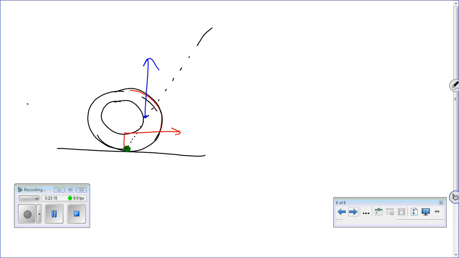Apparently not terrible? Yeah. I was having trouble with the concept of acceleration with something rolling.